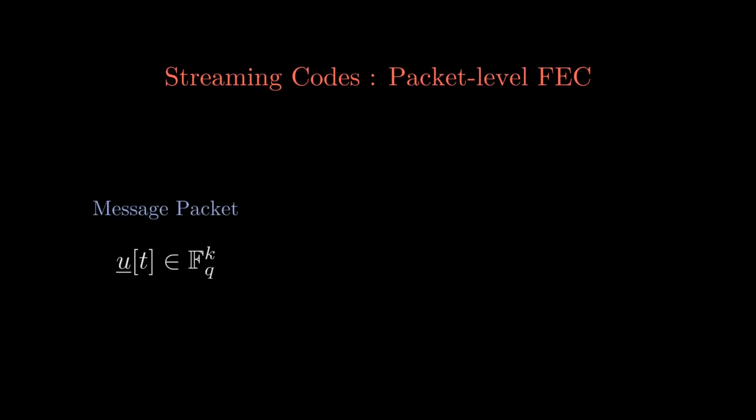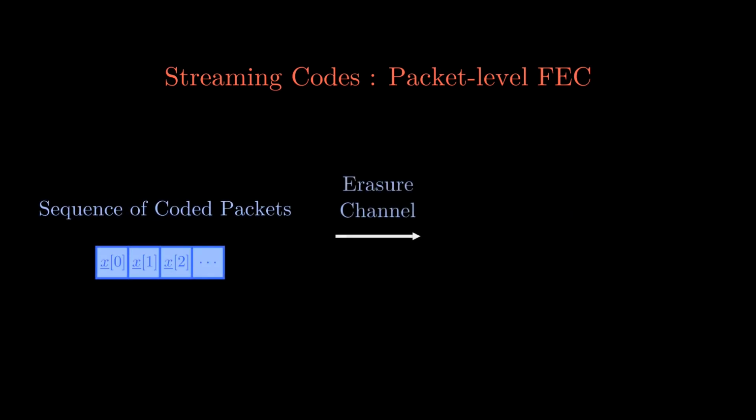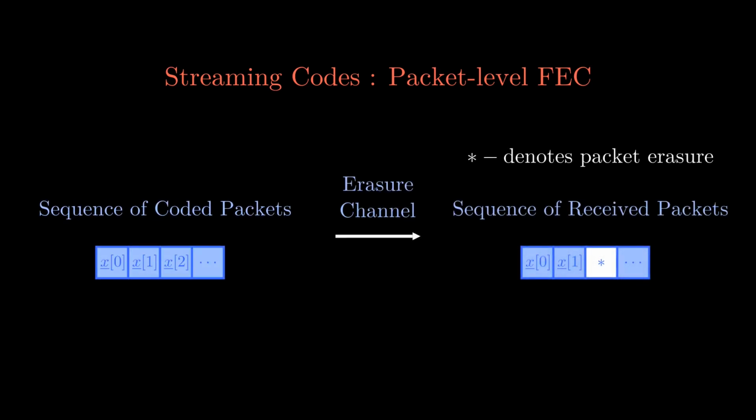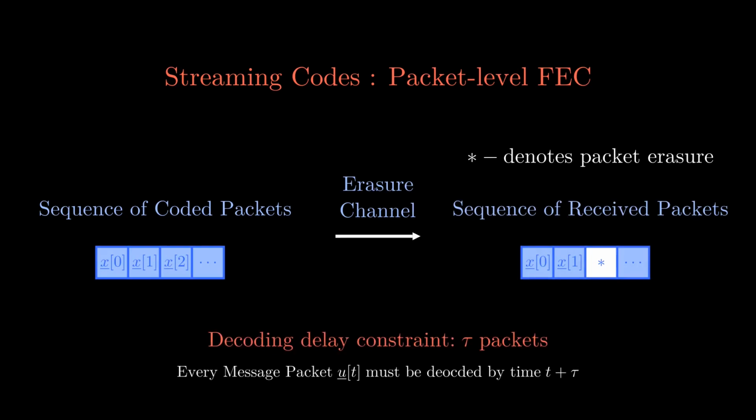Streaming codes are packet level FEC codes. At each time slot t, a message packet of k symbols is encoded into a coded packet of length n. Consider an infinite stream of such coded packets. The packets are transmitted across the channel, which introduces packet erasures. The message packet at time t must be decoded by time t plus tau at the destination.